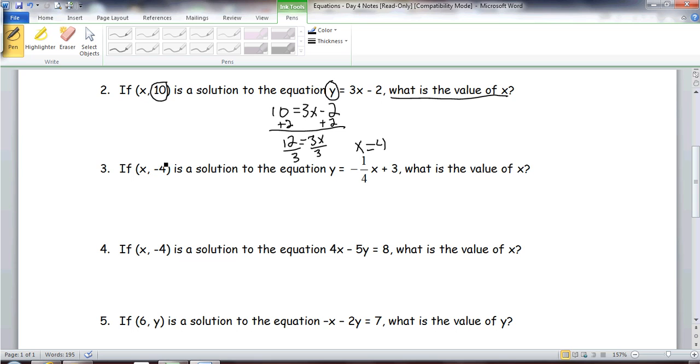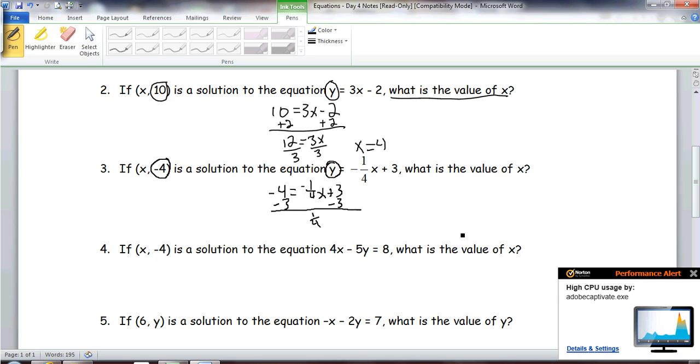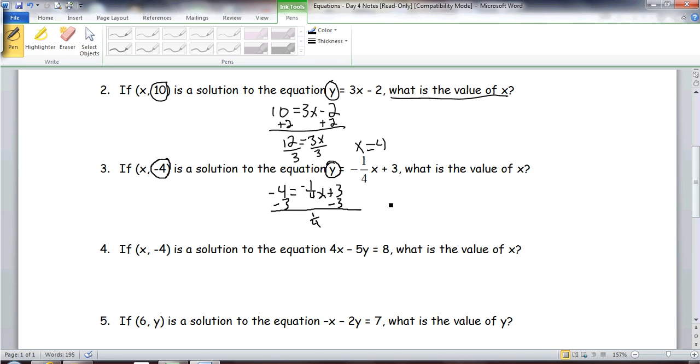So what do we have here? We have a y value that is negative 4. I substitute that for the y value here. Negative 4 equals negative 1/4 x plus 3. I eliminate the constant. I have 1/4 x equals negative 7. Now I can divide by 1/4 or I can multiply by 4.